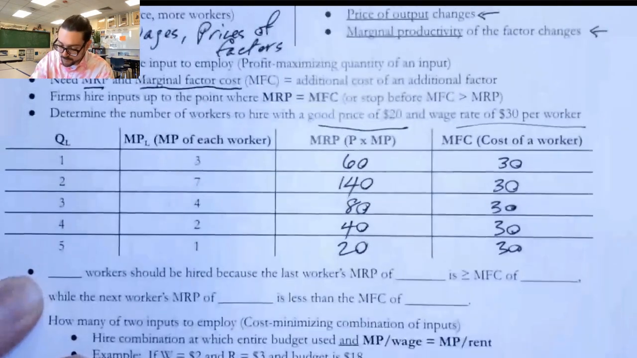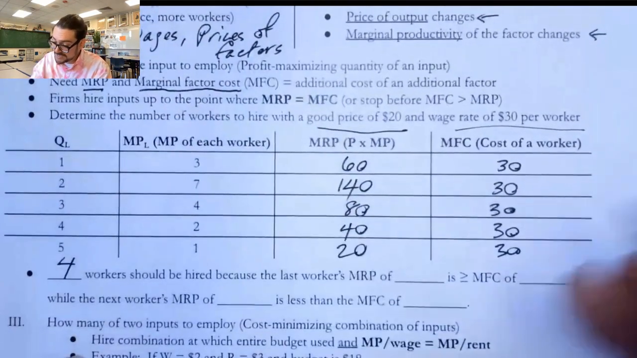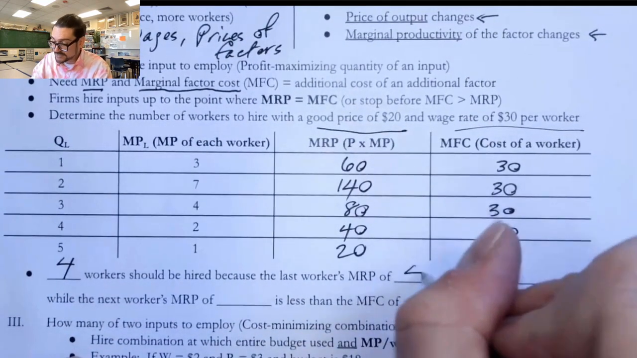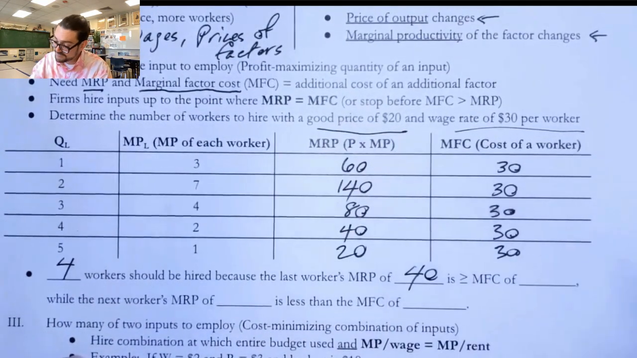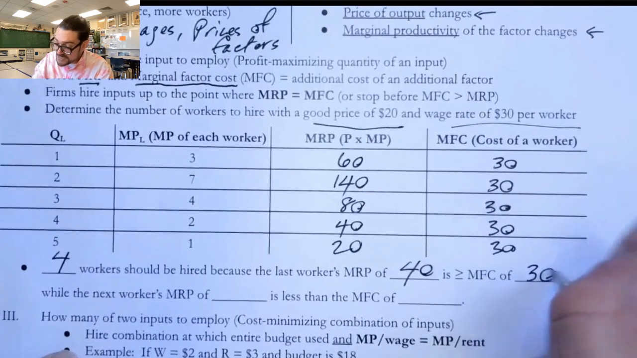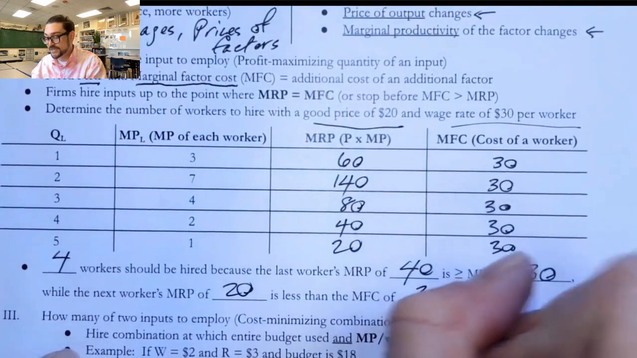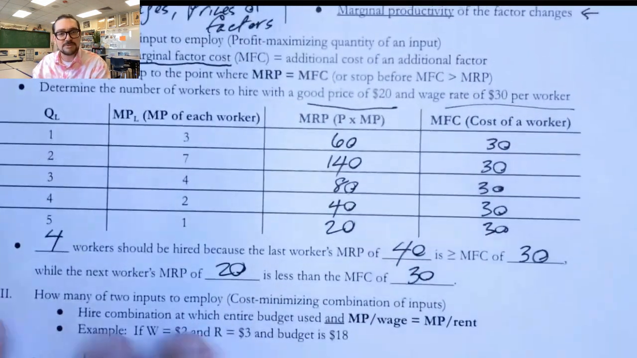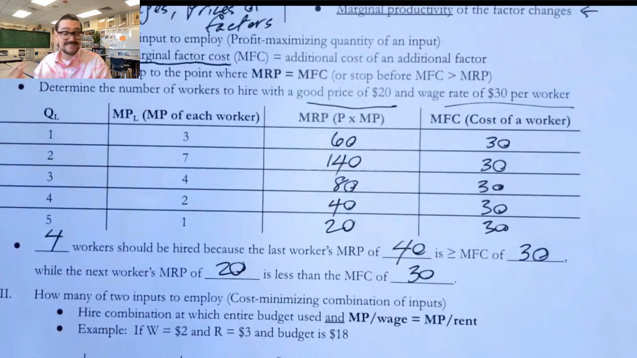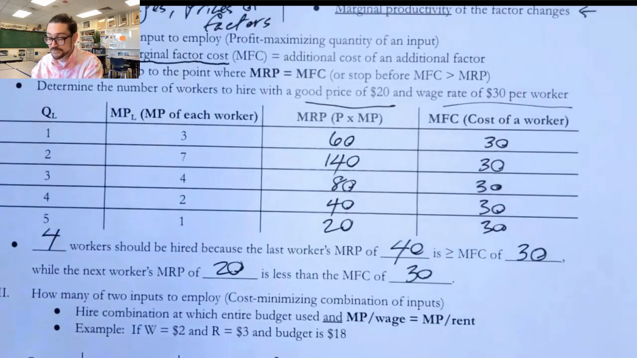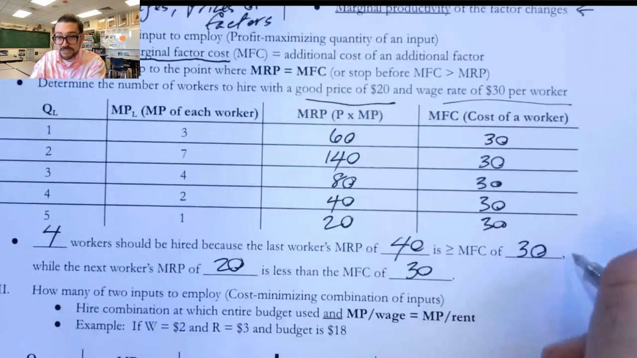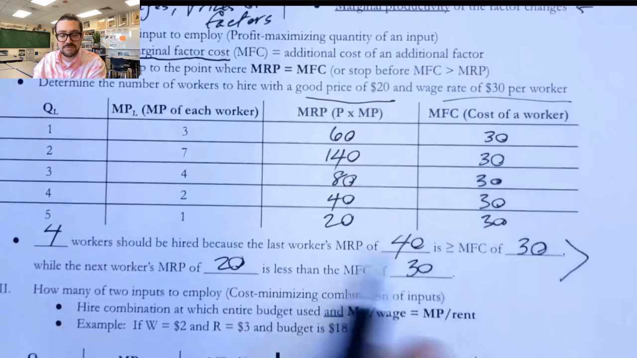So we would say 4 workers should be hired because the last worker's MRP of 40 is greater than or equal to the MFC of 30, while the next worker's MRP of 20 is less than that MFC of 30. And if this seems exactly how we've explained profit maximizing quantity of output, it's exactly the same idea. We're thinking on the margin. Throughout economics, and microeconomics especially, we're thinking with marginal analysis, and that's what this is. So if you ever get a question that says explain using marginal analysis, that's what this is referring to.